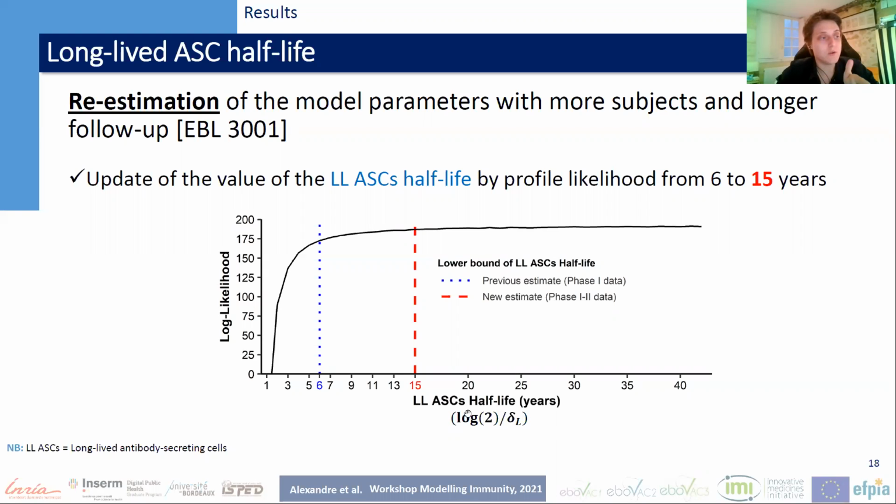So for different values of the long-lived antibody secreting cells' half-life, we fixed the parameter at different values, and we estimated the model for each value. And we calculated the log likelihood, which gave us this type of profile. Based on this profile, we were able to update the lower bound of the long-lived antibody secreting cells half-life to around 15 years. So we cannot really estimate the parameter, but we can find a lower bound for the half-life.